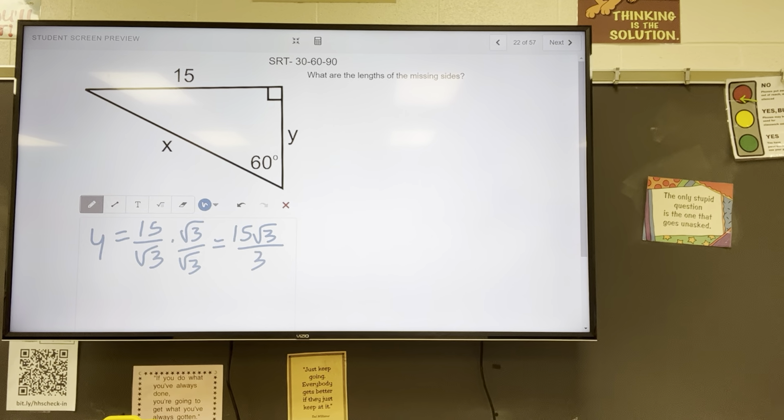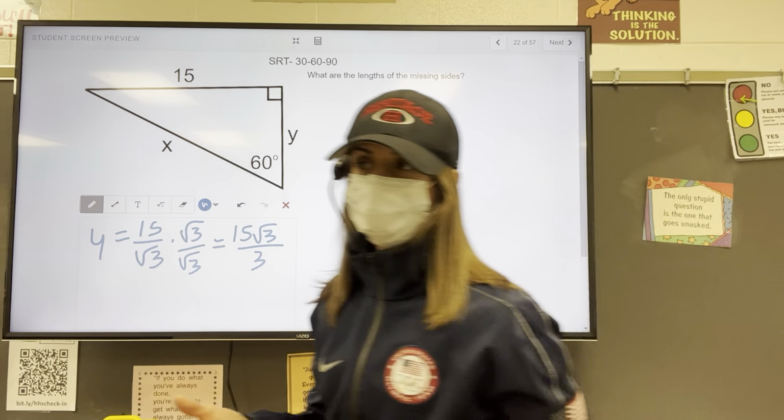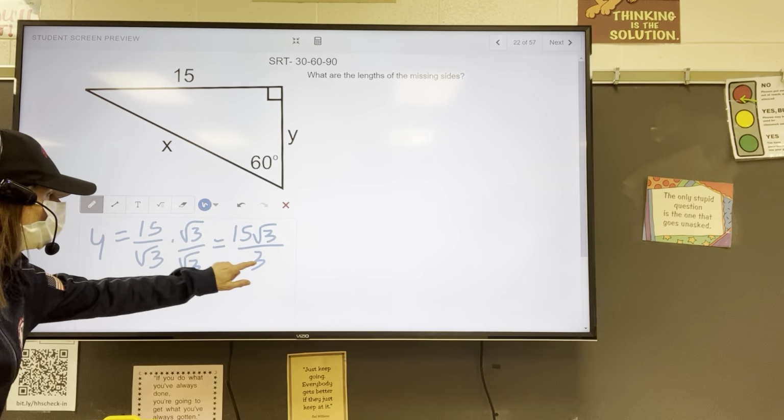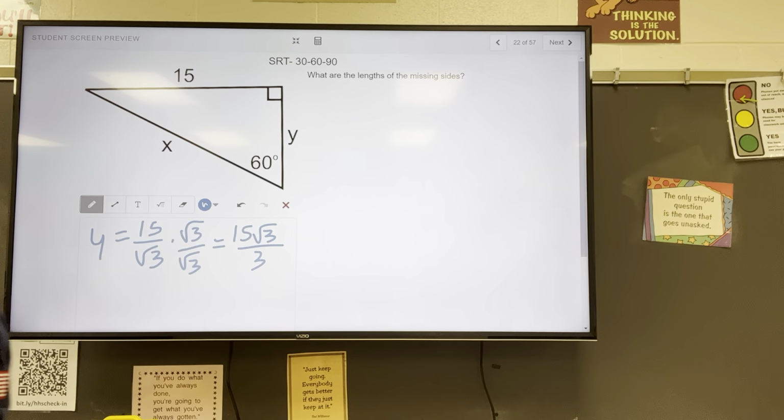Let's look what we got here. We're almost finished, but 3 goes into 15 evenly. So we're just going to simplify it, and then we will be finished. And I'll just write that down here. 5 root 3. There we go. There's our y. How are we doing?